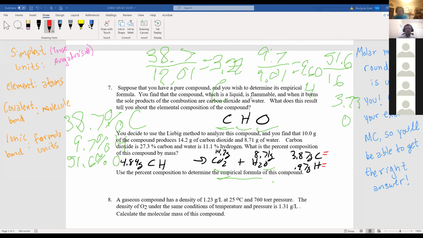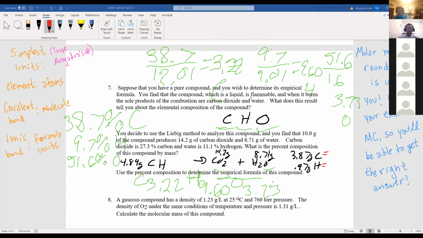So what did we just do just now? We figured out how many moles of each of these we have. So we have basically C 3.22, H 9.60, and then O 3.23. Oh, we can't have decimals for subscripts. So how would we fix that?